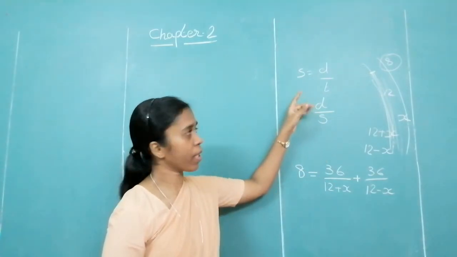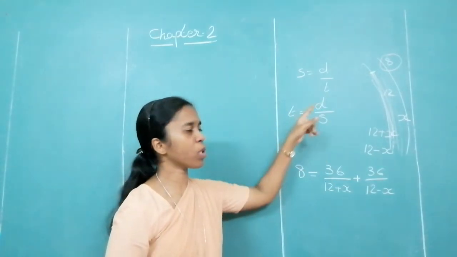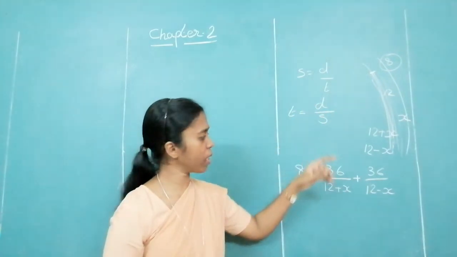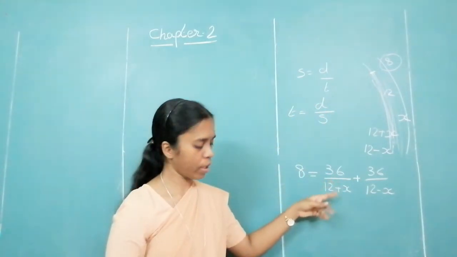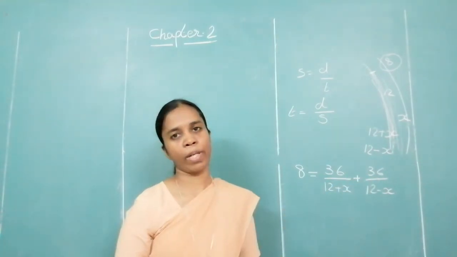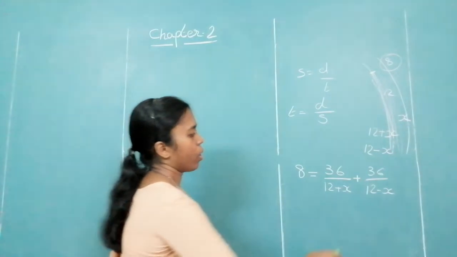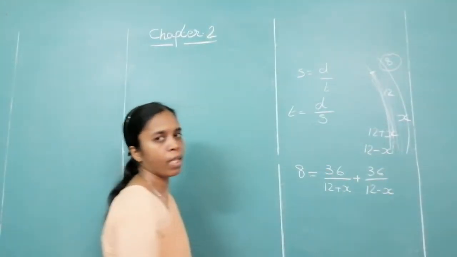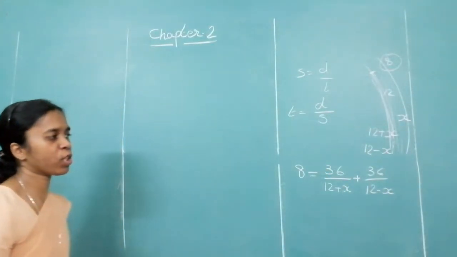What is the relation that we have? Speed is equal to distance upon time, so time is equal to distance upon speed. The distance is 36 km. So we have 36 upon 12 plus x and 36 upon 12 minus x. You have to solve this and you get the answer. Just look at it and see if you have understood it.